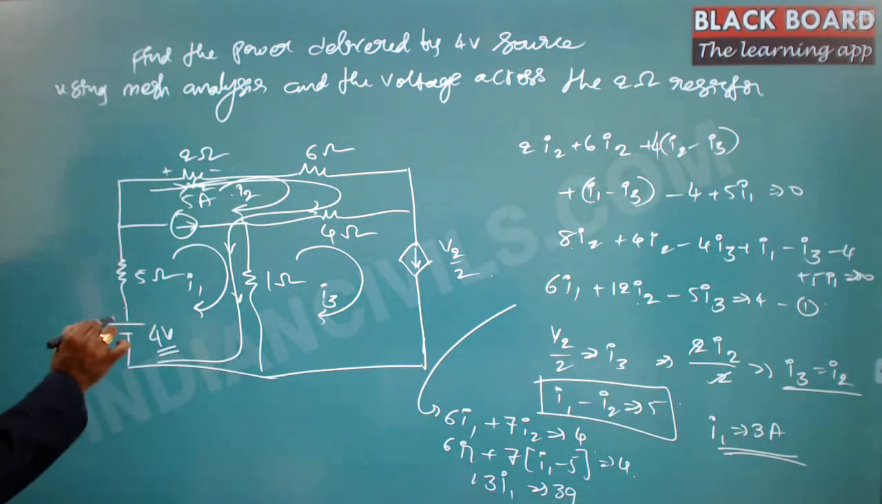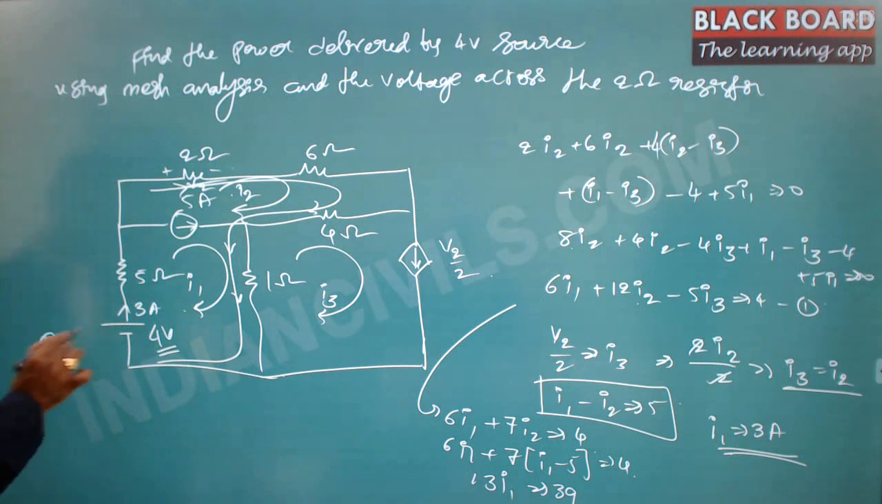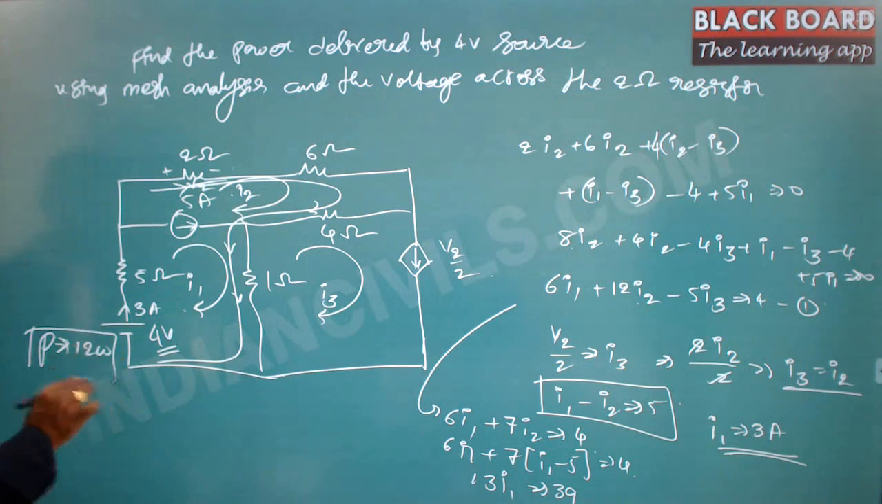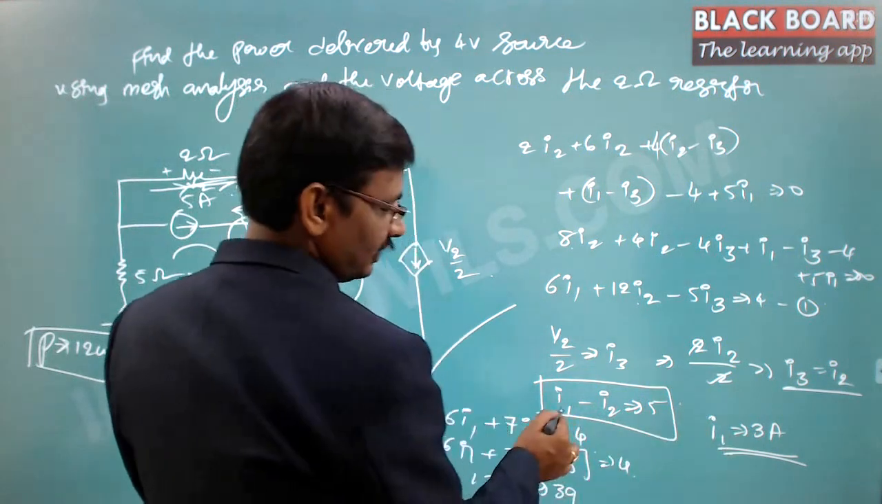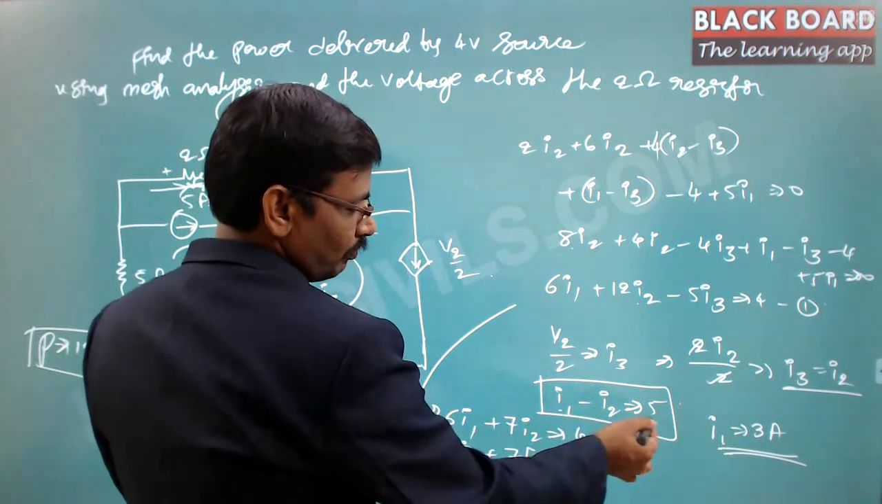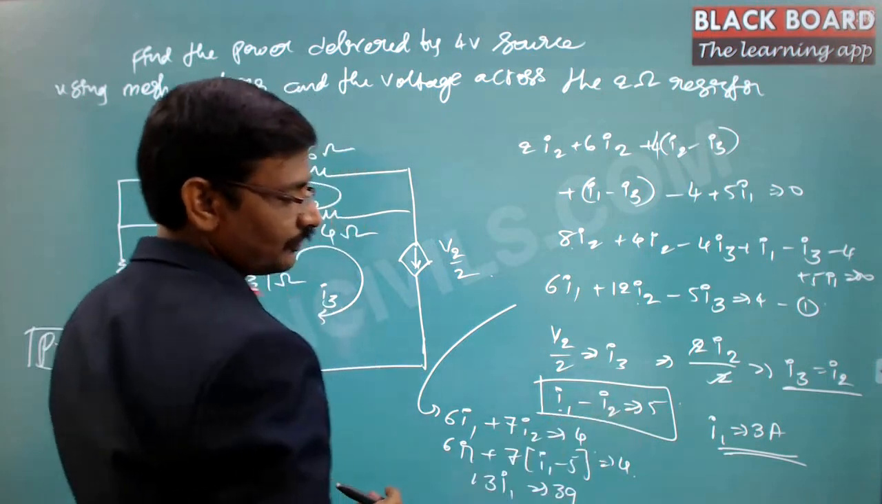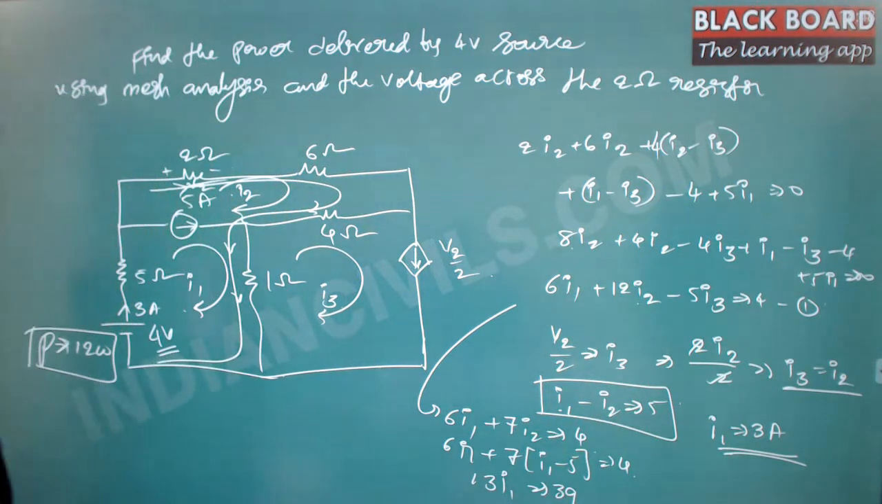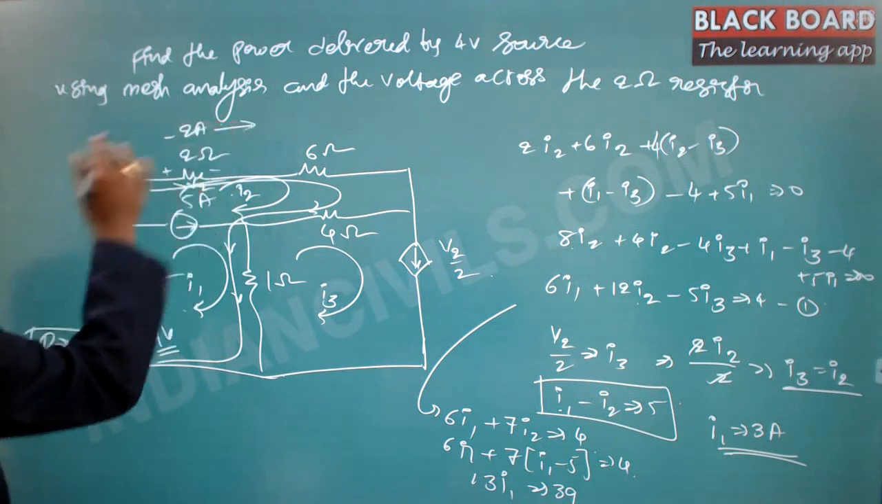I1 is this loop current, so the current passing through the 4 volt source is going to be 3 amperes. Obviously, the power is 4 times 3, which is 12 watts. And for I2, with I1 being 3, I2 is I1 minus 5, so 3 minus 5. That value is going to be minus 2 amperes.